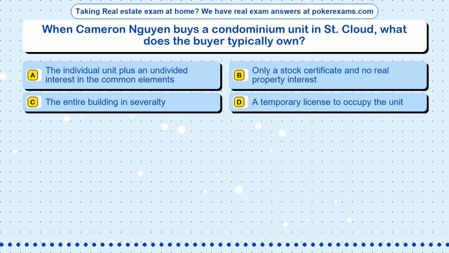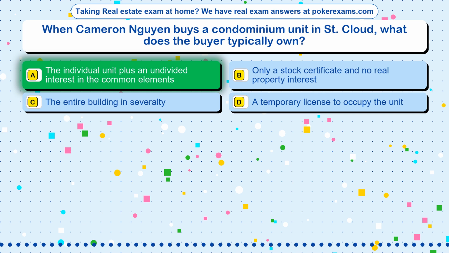Question 73. When Cameron Gwynn buys a condominium unit in St. Cloud, what does the buyer typically own? Option A. The individual unit plus an undivided interest in the common elements. Option B. Only a stock certificate and no real property interest. Option C. The entire building in severalty. Option D. A temporary license to occupy the unit.